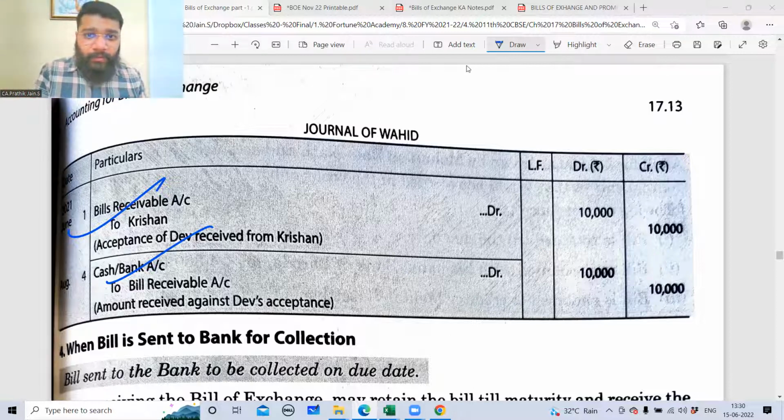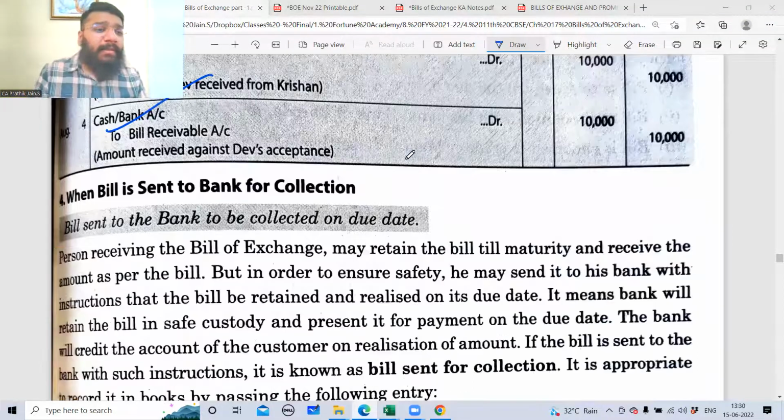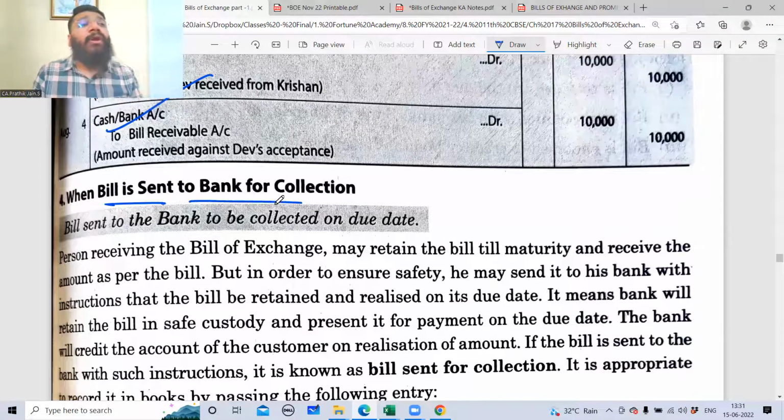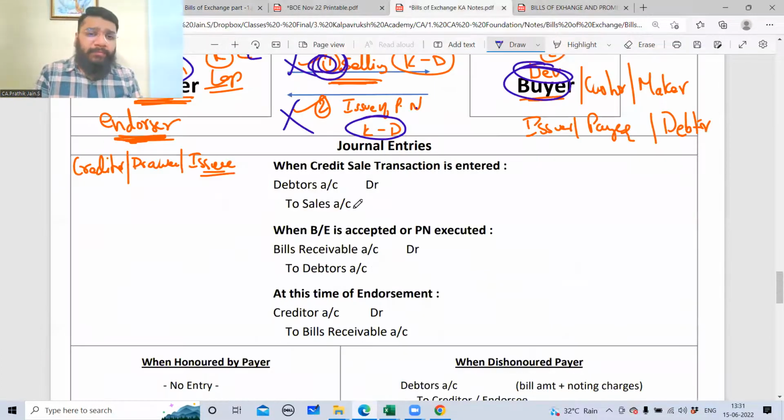Okay. Yes, sir. So last concept is, guys, bill sent to bank for collection. My question to all of you: what is the difference between bill being discounted versus bill sent to bank for collection? What is the difference? Both are same or different? Both are different. What happens here?